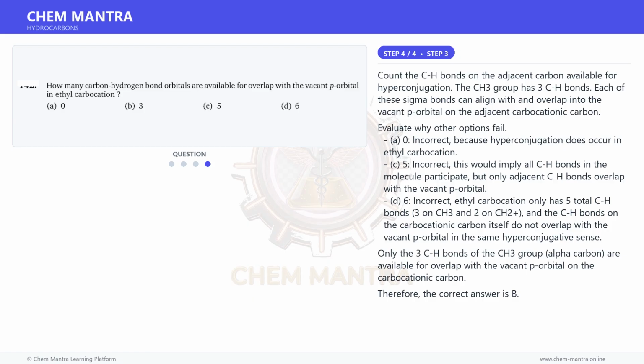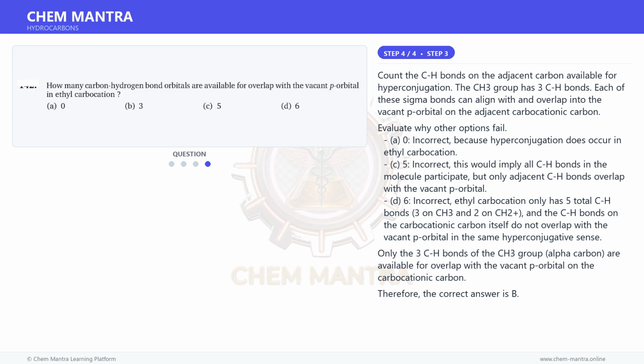D. 6, incorrect, ethyl carbocation only has 5 total CH bonds, 3 on CH3 and 2 on CH2+, and the CH bonds on the carbocationic carbon itself do not overlap with the vacant p orbital in the same hyperconjugative sense.